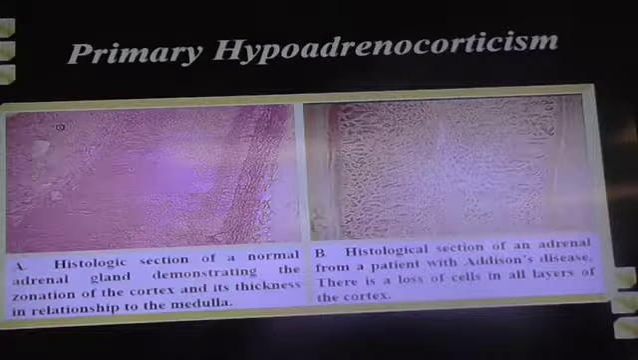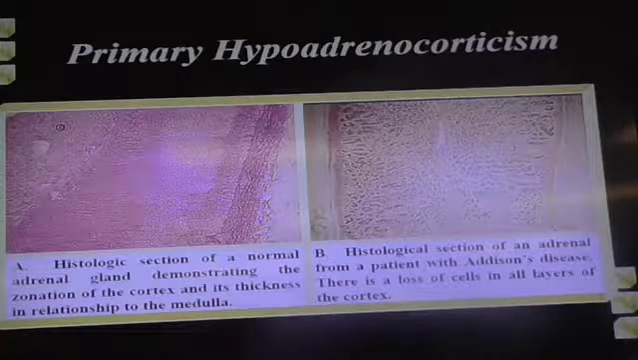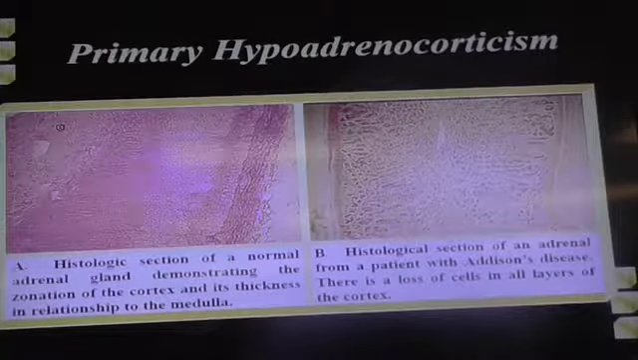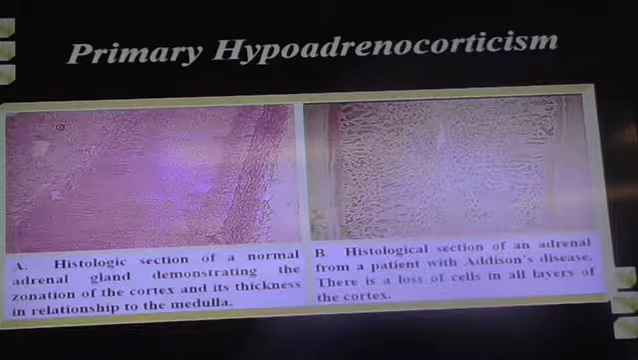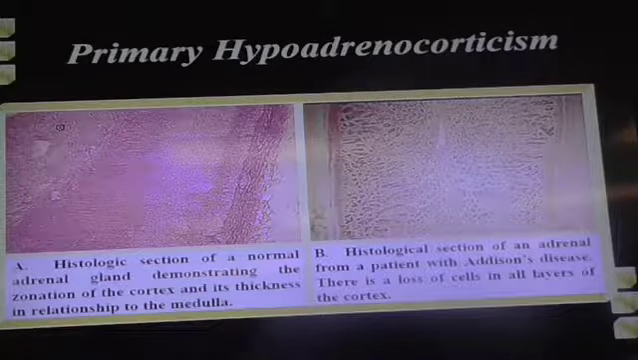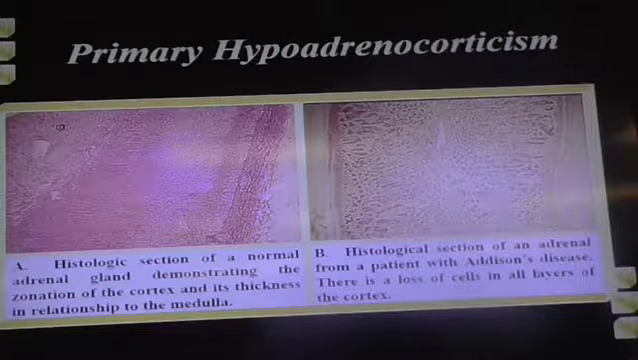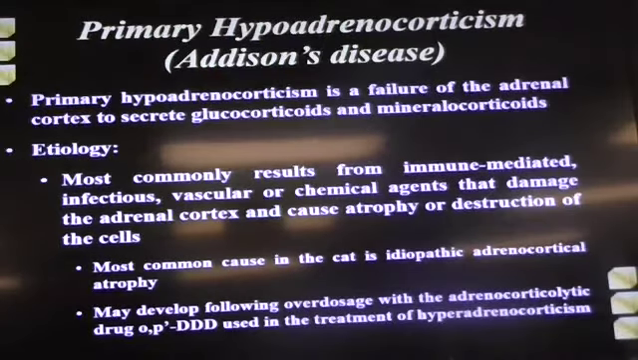Here's a histological section of a normal adrenal gland on your left. What about that one on the right? Do y'all have to have pathology to know that's not normal? What happened to the cells? They're gone. Okay. And you notice this is all across as far as that.